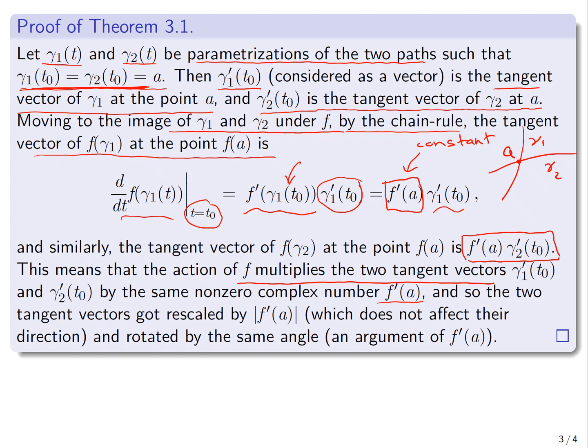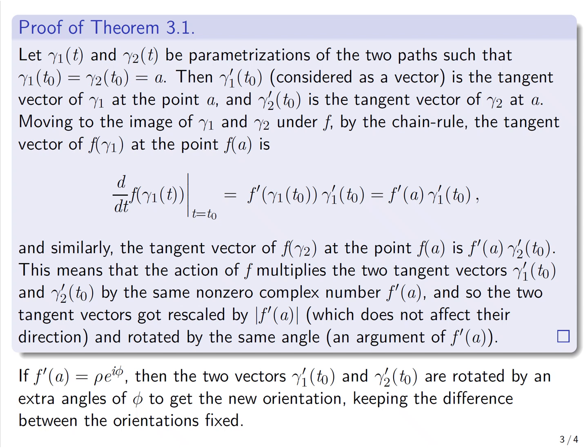So that means if you look at it in the complex sense, the two tangent vectors got rescaled by this value, and rotated by the same angle. If you exaggerate a little bit more, because this is a complex number, you can write this one as rho e^(i phi). Phi is the angle, what we normally call the argument. Then the two vectors, gamma 1 prime and gamma 2 prime, are rotated by the exact same angle phi.